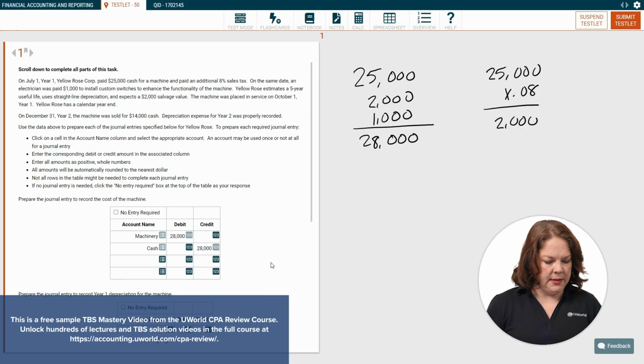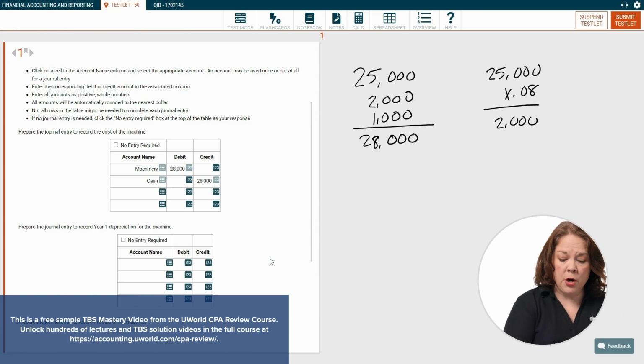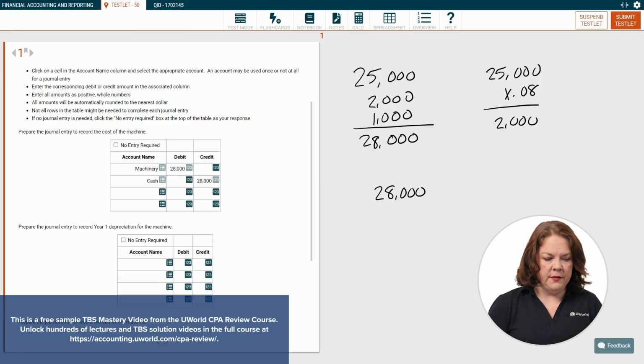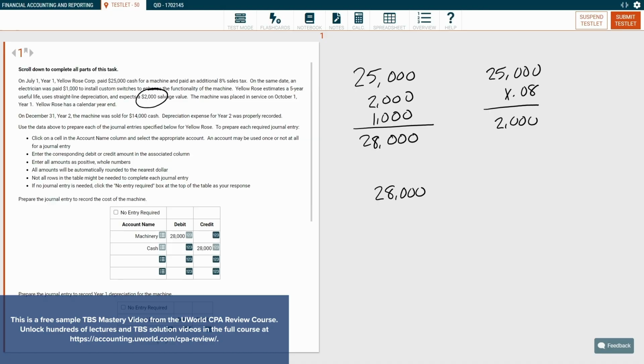What do we want to do next? Now we're being asked to determine or calculate the depreciation expense for year 1. How do we do this? So we're going to start with our capitalized cost, $28,000. We want to spread that out over some period of time. We do need, though, our salvage value, $2,000. So we will subtract out $2,000, our salvage value, and we're going to spread this out over the 5-year useful life. So divide by 5 years. And that's going to give us $5,200 as our annual depreciation expense.